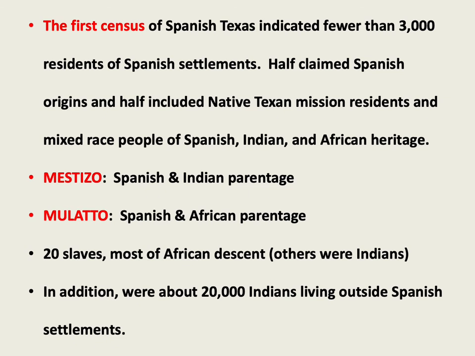Now, outside of the Spanish settlements, there were around 20,000 Indians. They didn't do a precise count. This was more of an estimate. So you can see at the time of the first census, with the roughly 20,000 Indians living outside the Spanish settlements, the vast majority of inhabitants of what's now the state were Indians.